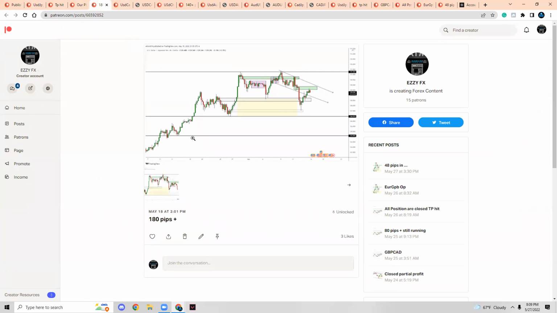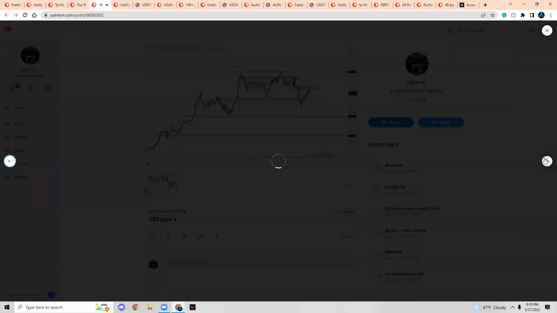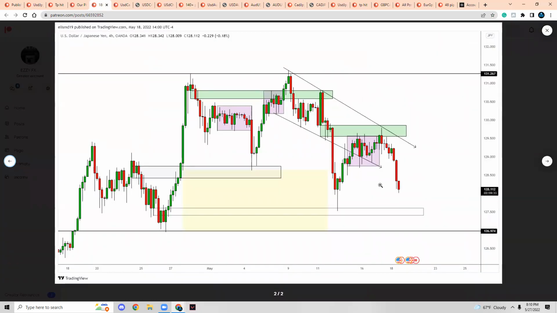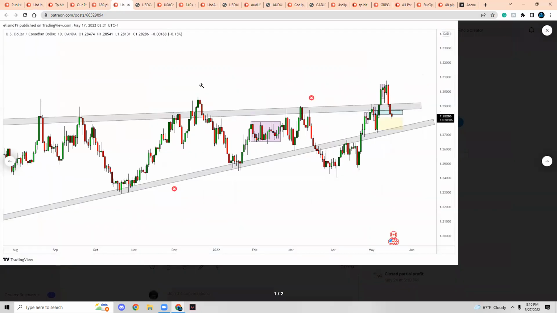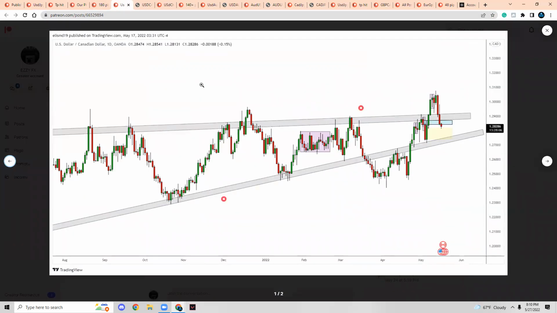Okay, so go back here, open. We had another 180 pips. So from 300 to another 180 pips. Let's see next up. We have US CAD. This is a swing trade. That's why I sent it to you guys on a daily time frame.